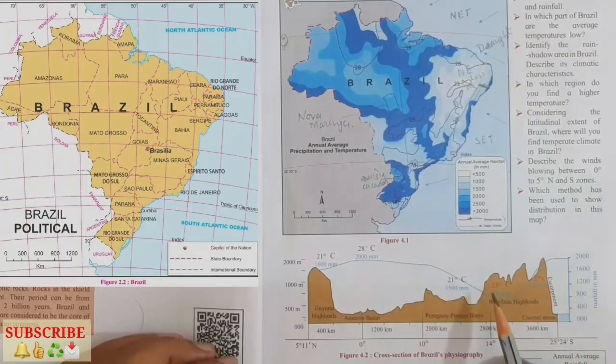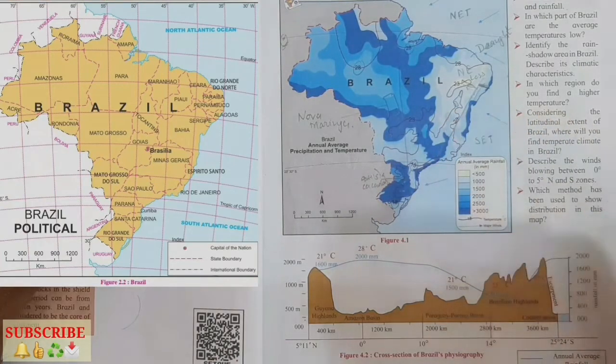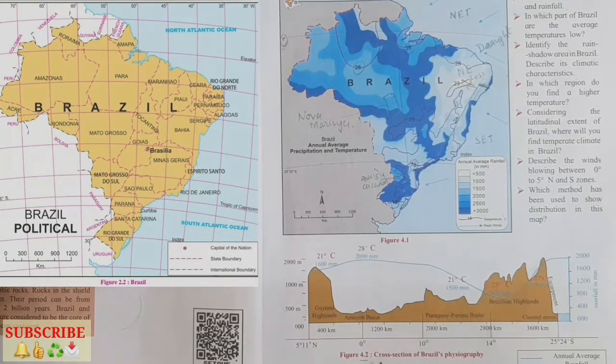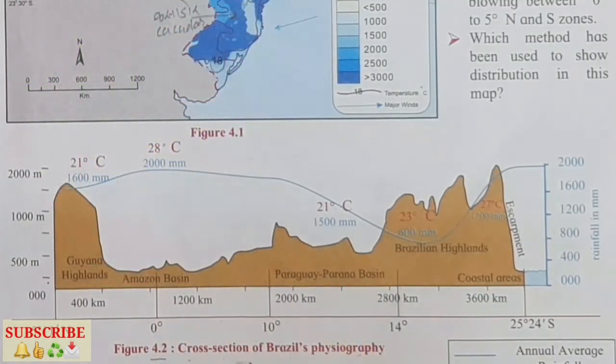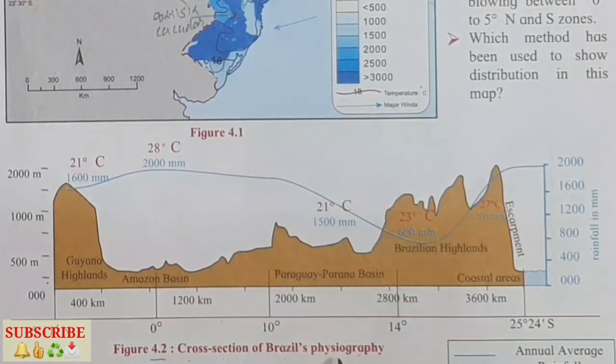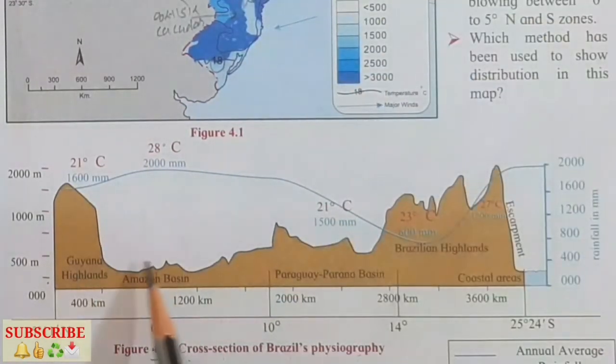So students, we have studied the questions which are on the basis of this map. Now students, let's try to understand the figure number 4.2, that is cross section of Brazil physiography. Students, this figure shows the cross section of Brazil physiography. Okay, students. Cross section means what? Side view of the land surface. So if we view the land of Brazil, it can be seen like this.